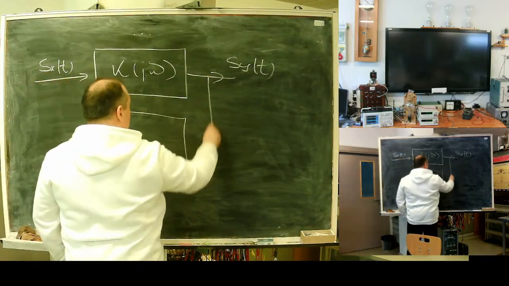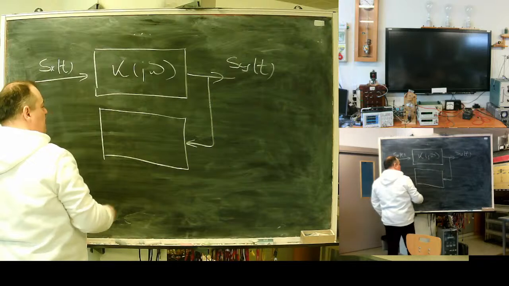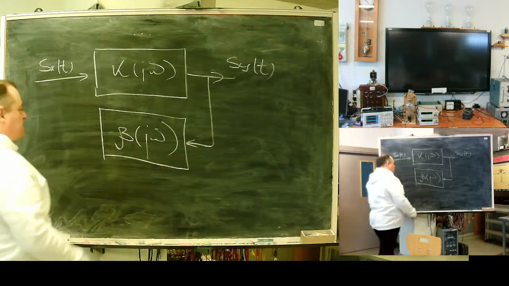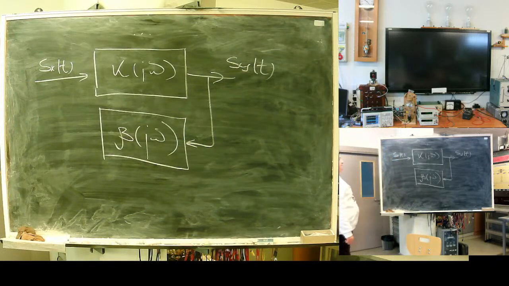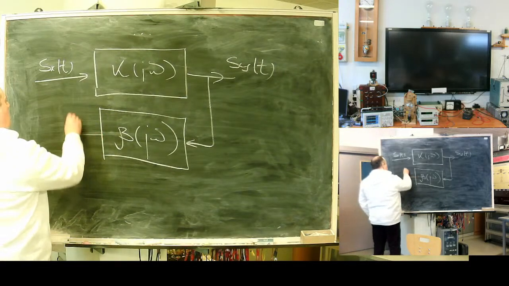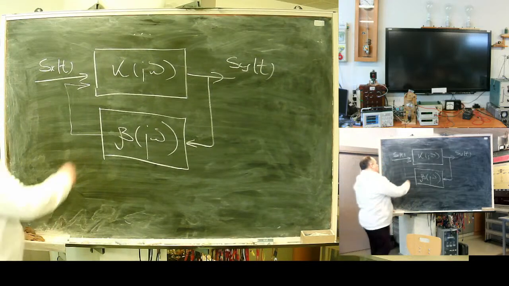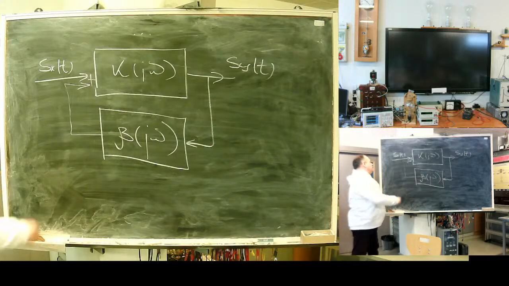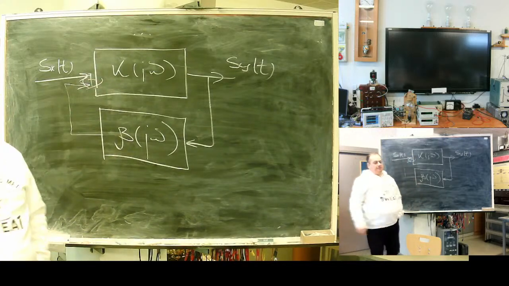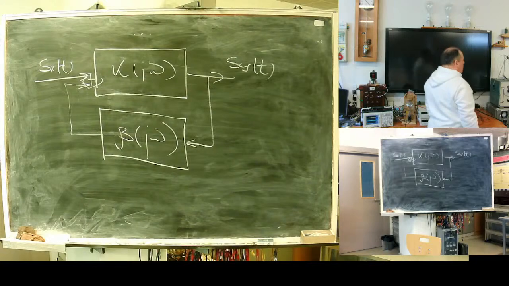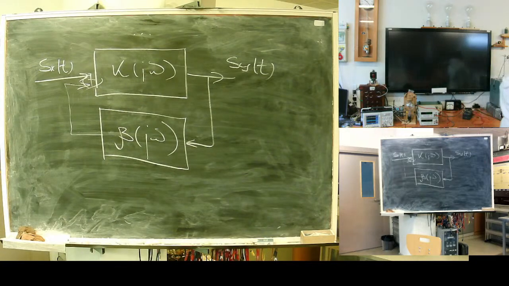What if I take the output to another system? Let's say it can be described as a beta, and send it to, for example, some function, to my first system input. What if I try a closed loop?